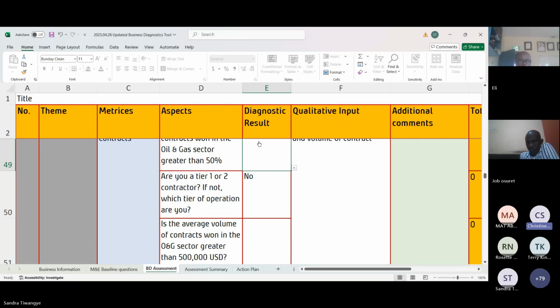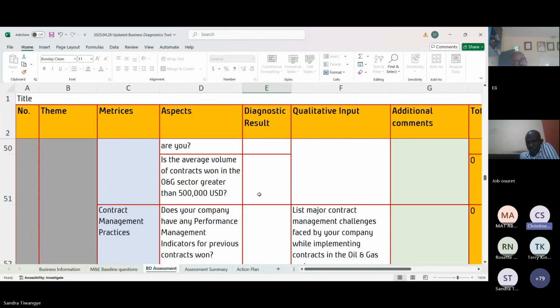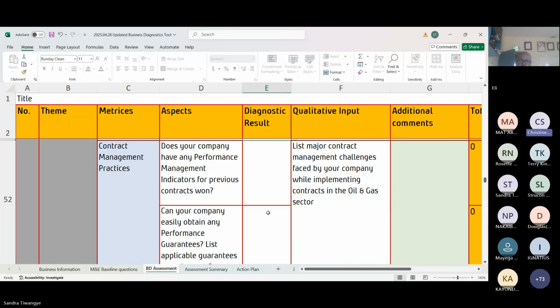If you're not sure, stick around and let us know what kind of contract we have. Then we shall help you determine whether you're tier 1 or a tier 2. Then we also want to know whether the average volume of contracts you've won is above 500,000 US dollars. If you're not aware, then click no. But if you do know, please tell us. And then in our dummy, we do not have any contracts above that amount.